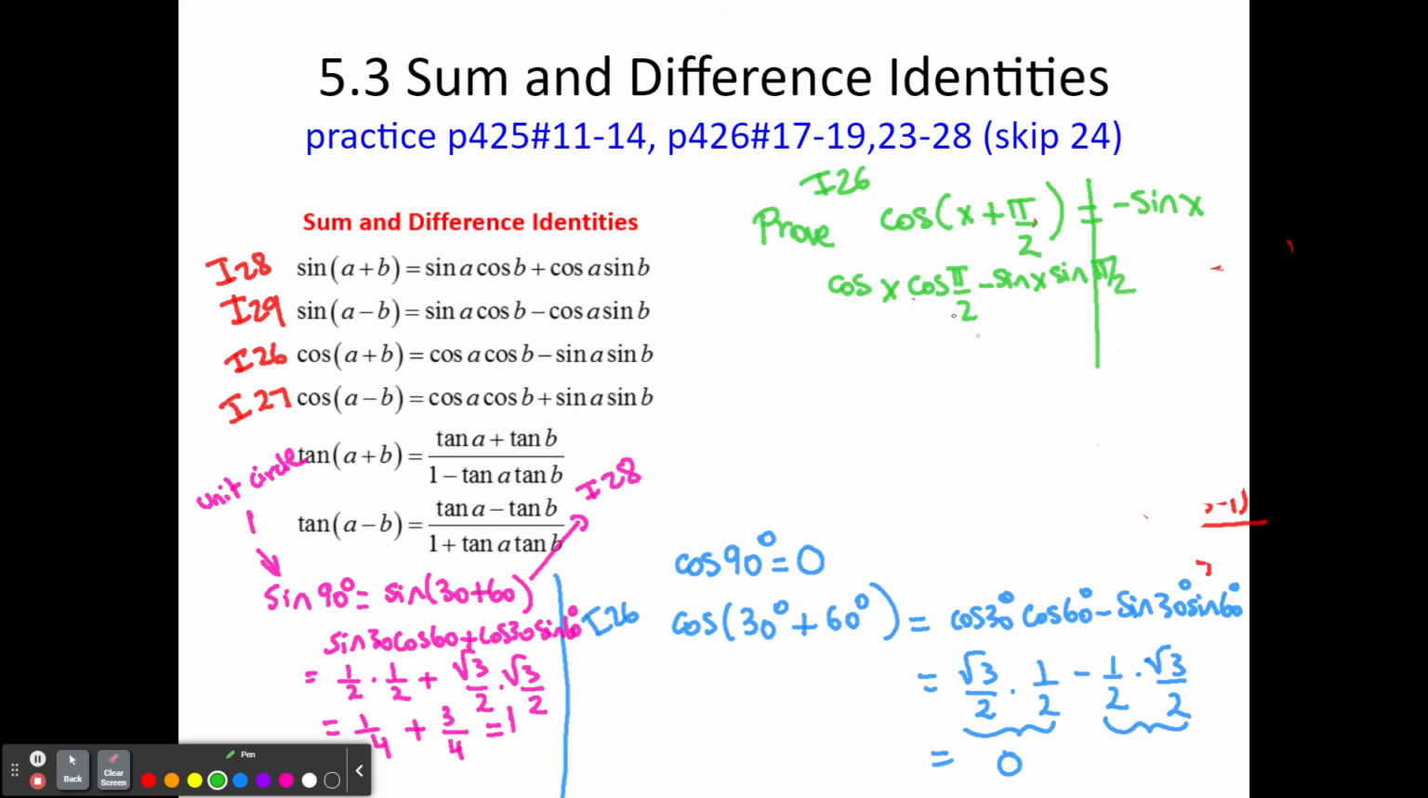Let's take a look at this. One thing you need to know is that the cosine of pi over 2 is 0, and we saw that on the unit circle. Sine of pi over 2 is 1. We also saw that on the unit circle. So 0 times cosine x, this term is gone. 1 times sine x is just sine x. And don't forget there's a minus here that we drag down. And we proved it in one step using identity 26, which is the sum and difference identity.